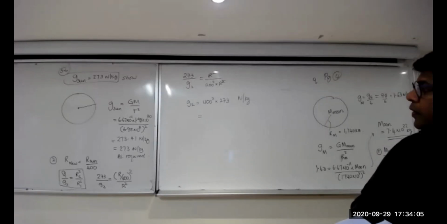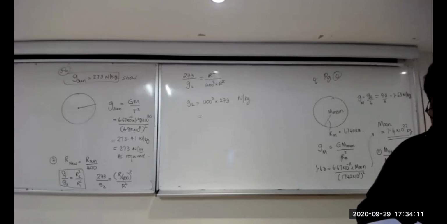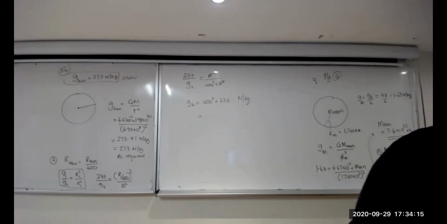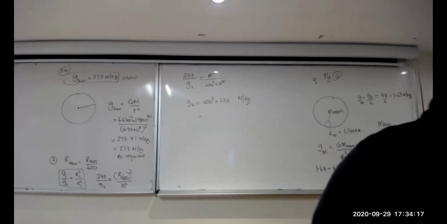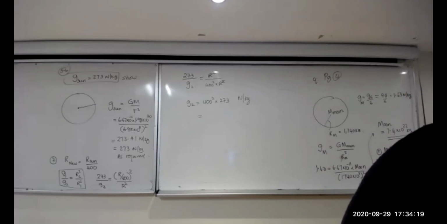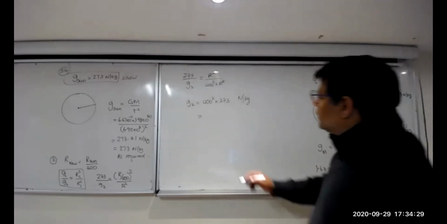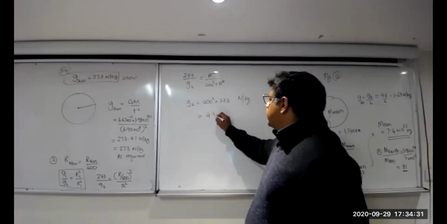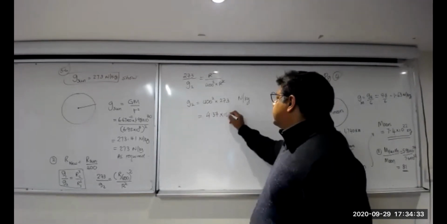That will be the new field strength, 400 squared times 273. It's going to be enormous. I think the answers are not matching this for the 5.5. 367, 4.37 times 10 to the power 7. Almost like a black hole.